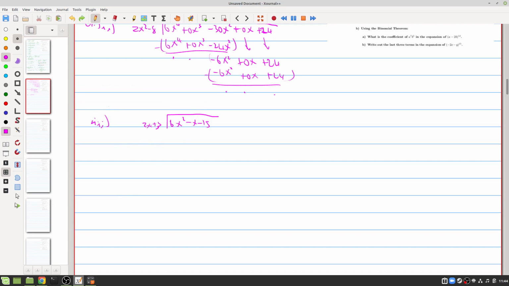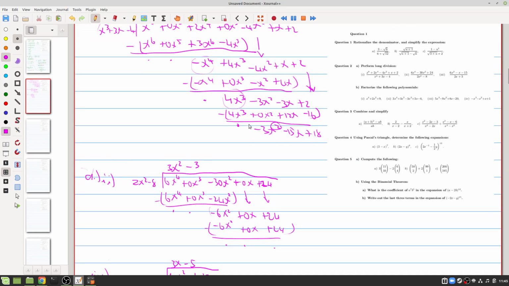So 6x squared divided by 2x will be 3x. Multiply that back in, we get 6x squared plus 9x. So we subtract that. That's nothing. Negative x minus 9x is negative 10x. And bring down the minus 15. So again, we repeat the process. Negative 10x divided by 2x is negative 5. Negative 5 times 2x is negative 10x. Negative 5 times 3 is negative 15. And we subtract, which gives us 0. And that is our answer there.